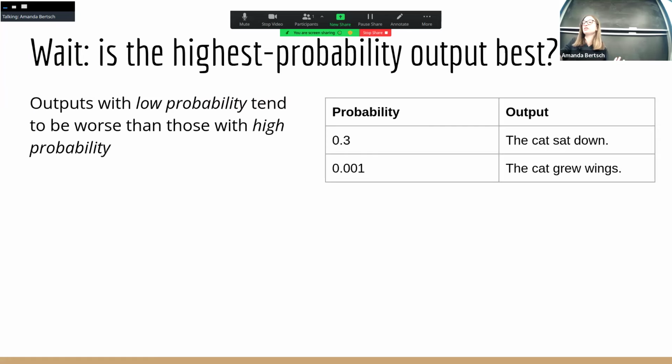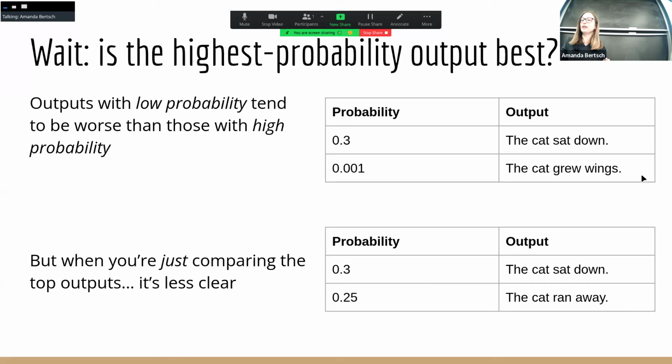We know that outputs with really low probability tend to be much worse than outputs with high probability, right? Maybe I'm trying to predict what the next sentence should be after the cat saw the dog. The cat sat down is way higher probability than the cat grew wings, and at least with the cats I've met, that sounds pretty much right. This is a much better output than the cat grew wings.